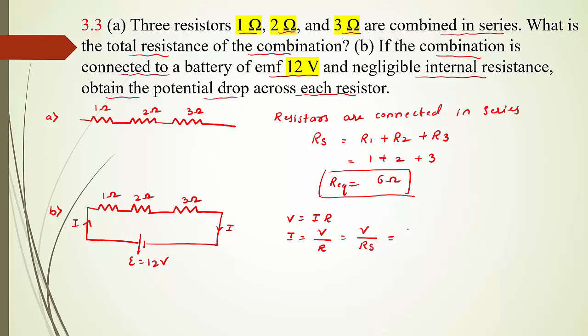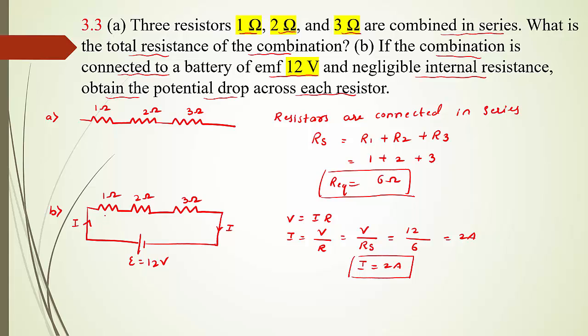EMF of the battery is 12 volt divided by resistors connected in series, we got 6 ohm. So 12 divided by 6 means we will get 2 ampere. I equal to 2 ampere. This is the total amount of current flowing through the circuit. But we want a potential drop across each resistor.